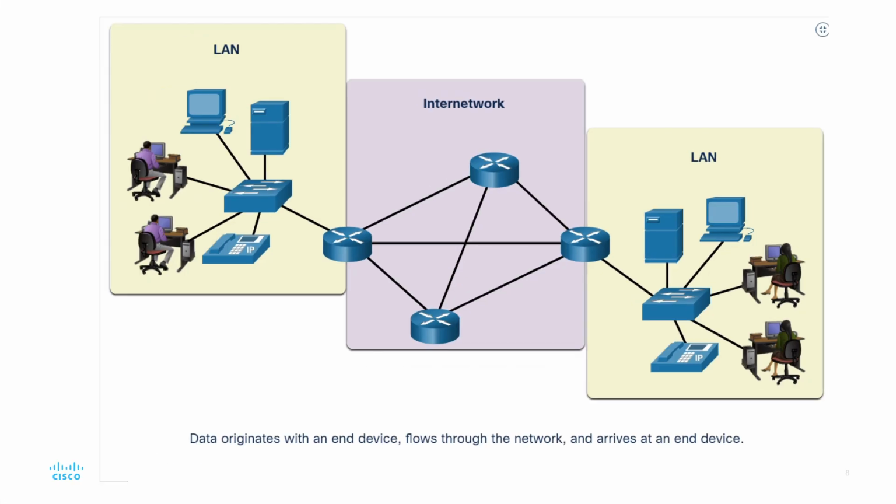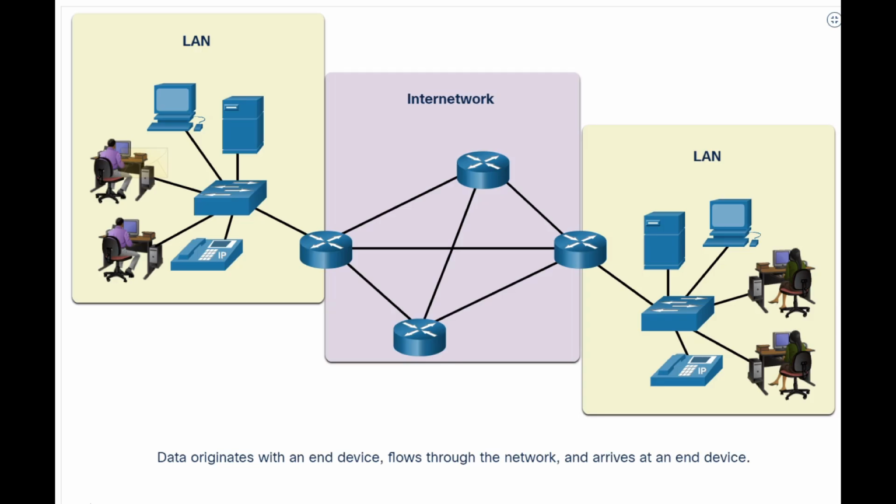As shown in the figure, the network components for an end device are where a message originates from or where it is received. Data originates with an end device, flows through the network, and arrives at an end device.